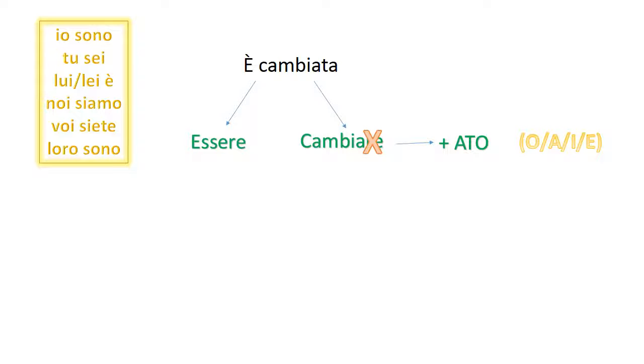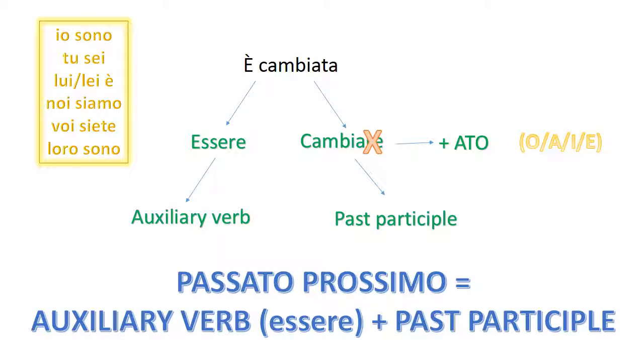So remember that we change the ending of the past participle in o, a, i, or e, according to what? The gender and the number of the subject. Maschile o femminile, singolare o plurale. Essere is our auxiliary verb. Cambiare, cambiato, is what we call past participle. So passato prossimo can be made with an auxiliary verb which is essere this time instead of avere, and the past participle.